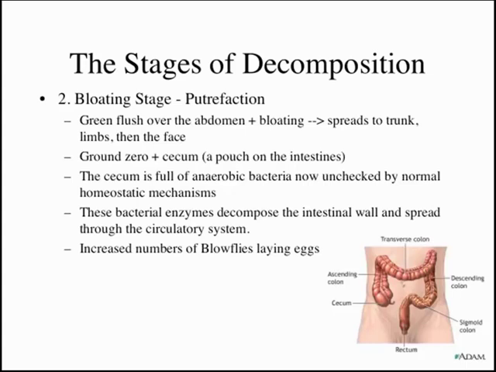The bloating stage in putrefaction also first presents with a green flush over the abdomen. It's still stage 2, by the way. So it's over the abdomen, and that's essentially where decomposition starts, in the gut. It spreads to the trunk of the body, the upper part of the body, then the limbs, and then the face. So we get this bloating starting from the belly, in the abdomen, the pelvic area. And it moves upward, down into the legs, out into the arms, and up into the face. It's not a pretty sight. In fact, bodies can explode during this bloating phase.